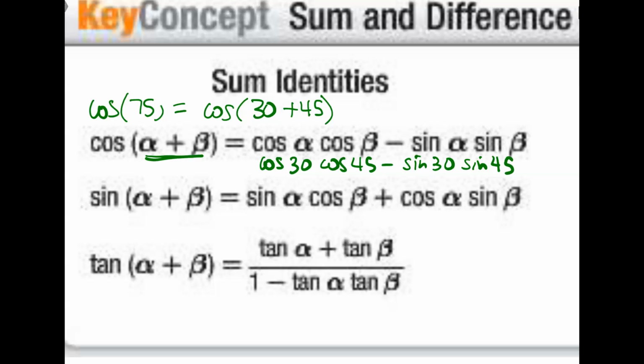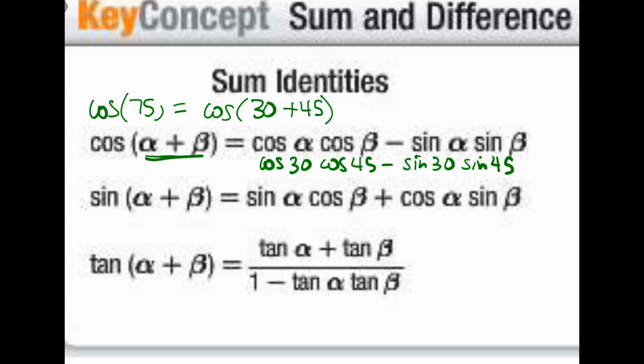This is all what this is about. I give you a problem: sine of some angle. You don't know that angle. The only angles you know are 0, 30, 45, 60, 90, and multiples of them. So what you have to do is a little Jenga. You've got to fit it in.